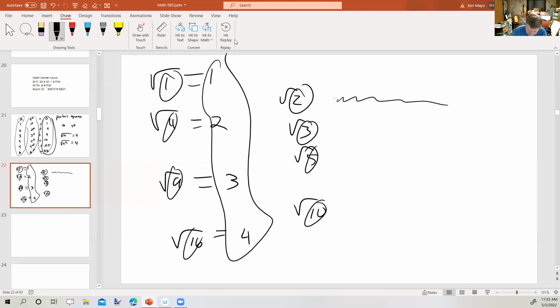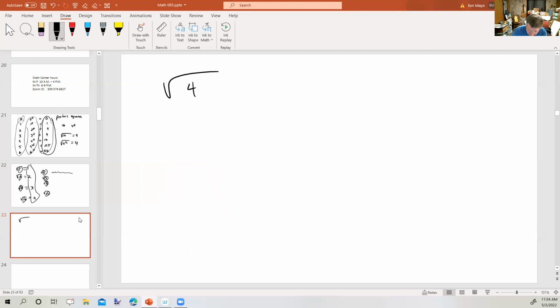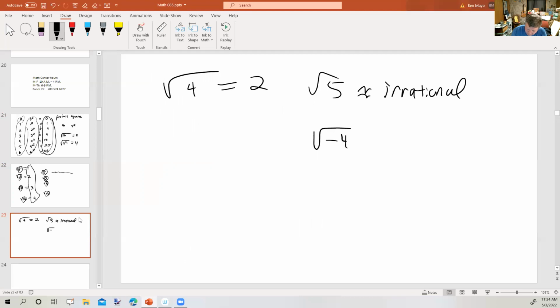Okay. Now, if you take the square root of a perfect square, you get a nice number. The square root of a positive number that is not a perfect square, you get something that's irrational. If you take the square root of a negative number, you get something that is not real, or it's imaginary. But we're going to just stick with not real for right now. So you can't take the square root of a negative number and get a real answer.